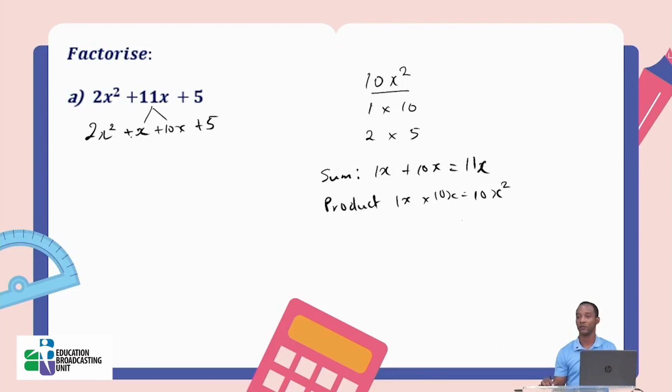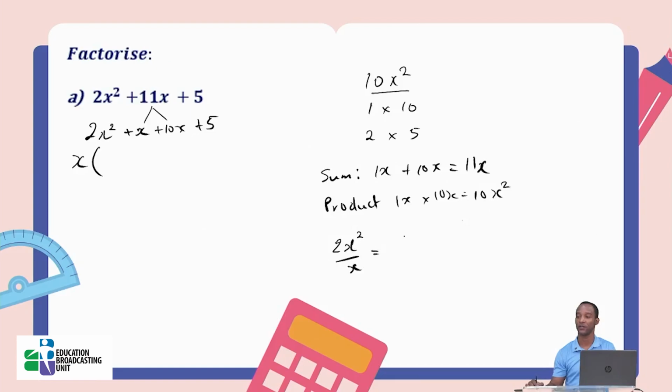Factorizing by grouping means that we're going to factorize the first two terms, 2x squared plus x. Now what is a common factor of 2x squared plus x? Well, x can be divided into 2x squared and x. So we're going to put x here, which is a common factor. I'm going to divide 2x squared by x.